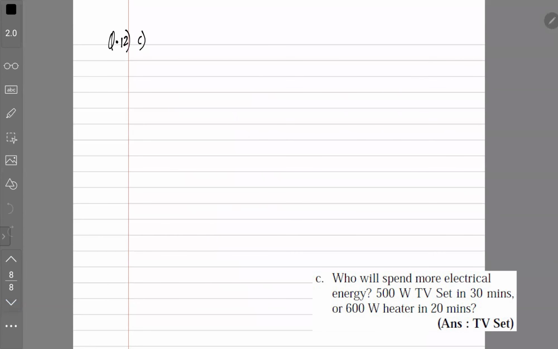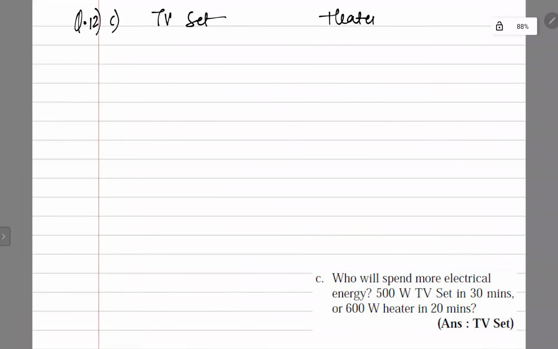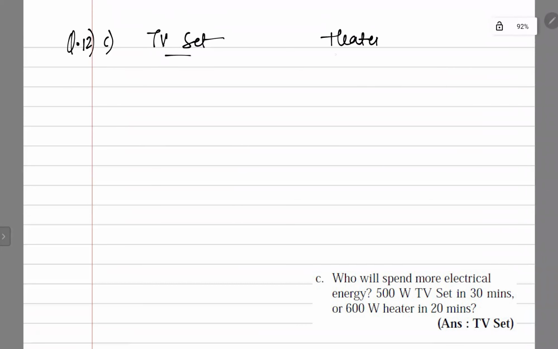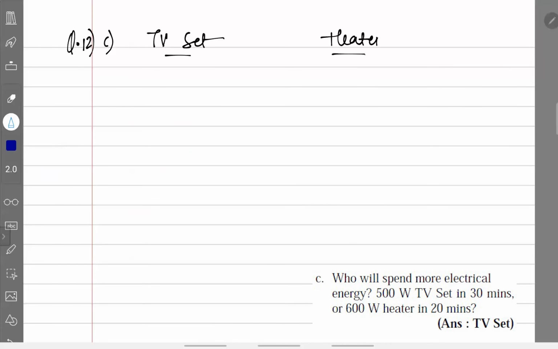Okay. Now, in this case, who will spend more electrical energy? We have a TV set and we have a heater. Who will spend more electrical energy? That is what is asked to us. This is a very simple question.